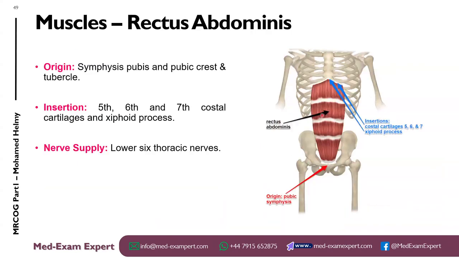The rectus abdominis muscle originates from the symphysis pubis, pubic crest and pubic tubercle inferiorly to insert into the fifth, sixth, seventh costal cartilage and the xiphoid process superiorly. This muscle is supplied by the lower six thoracic nerves, from T7 to T12.